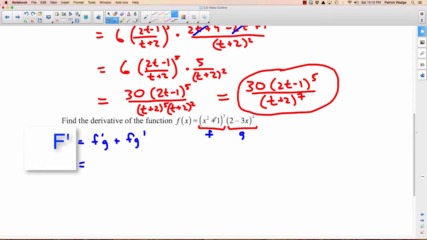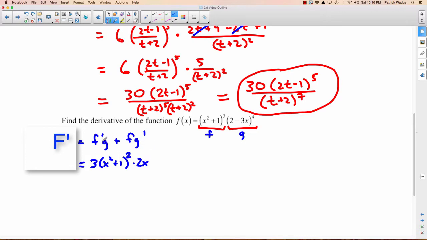So the outer function is something cubed. How do you get the derivative of something cubed? You move the 3 down, you keep the x squared plus 1 the way it was, and the 3 drops down to a 2. Now, we're not finished with f prime, right? Now we have to do the inner function. So the inner function is just the x squared plus 1. What's the derivative of x squared plus 1? 2x. This is just 0, so 2x. So we have to multiply that by 2x. That's our chain rule. We're chaining those two things together.